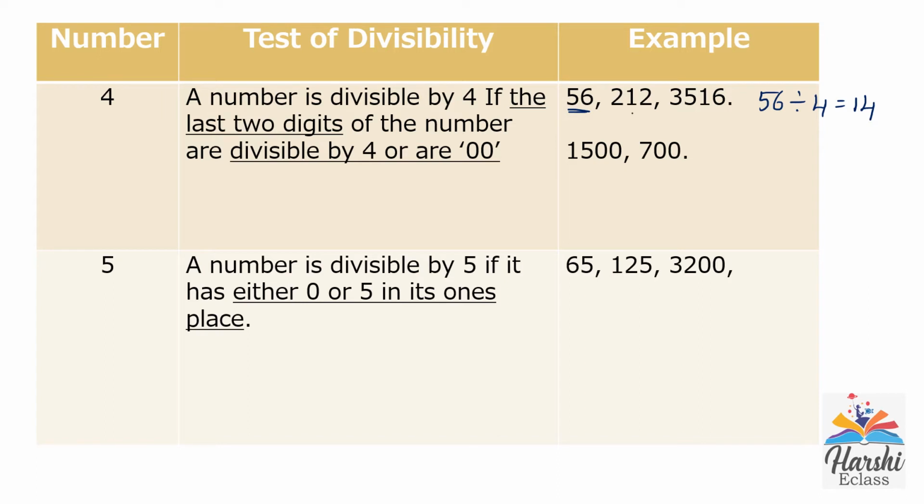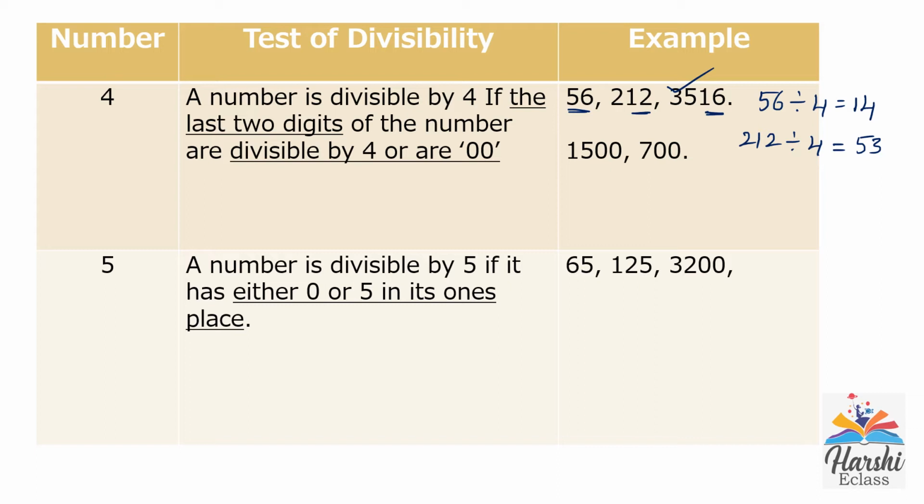212. Check the last two digits. 12. 12 is divisible by 4. 4 threes are 12. Now 212. If you divide 212 by 4, 4 fives are 20. 4 threes are 12. 53 will come. 3516. Last two digits are 16. 4 fours are 16. So it is also divisible by 4.